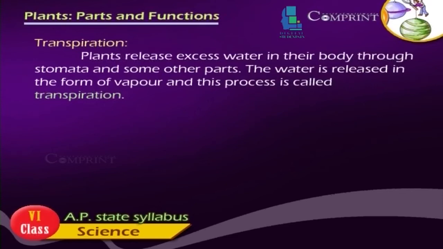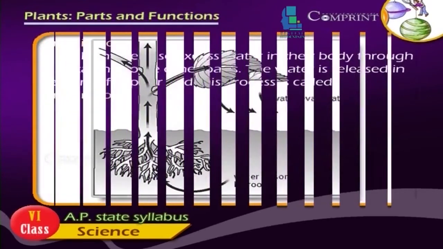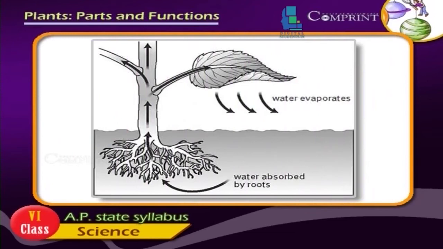Transpiration. Plants release excess water in their body through stomata and some other parts. The water is released in the form of vapor, and this process is called transpiration.